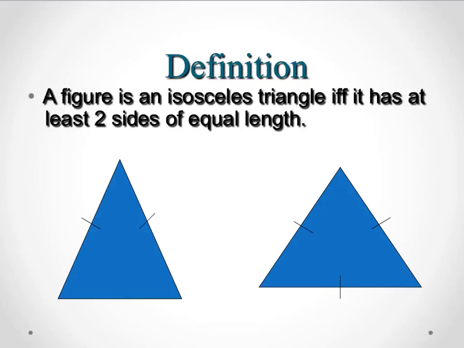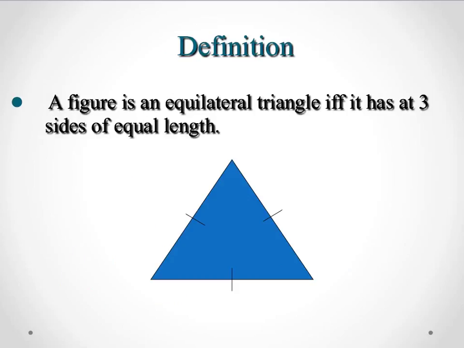So if you notice, when you use the words at least, that means it could have exactly two sides, or it could possibly have three sides. If it's considered an equilateral triangle, then it has exactly three sides of equal length. So this is the same idea of rectangles and squares, where we all know that all squares are rectangles, but not all rectangles are squares. Well, all equilateral triangles are isosceles, but not all isosceles triangles are equilateral.